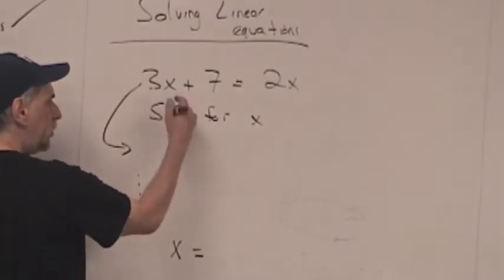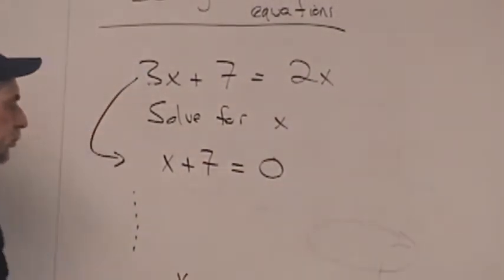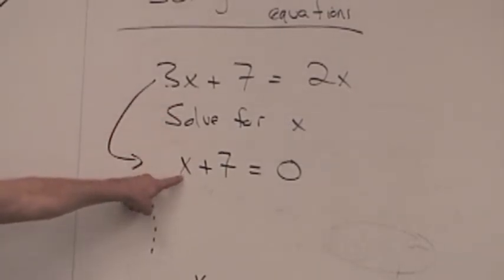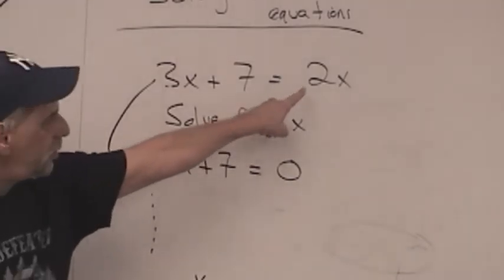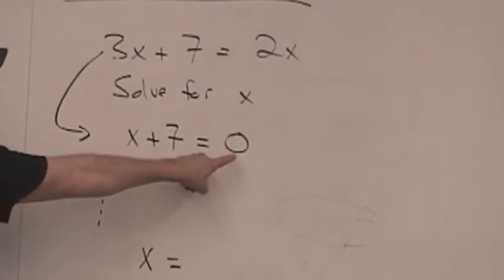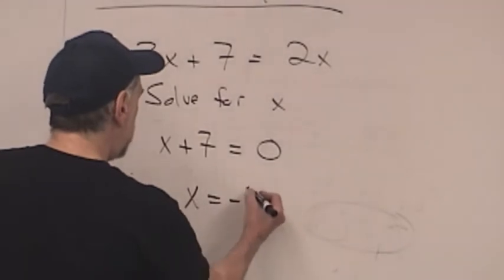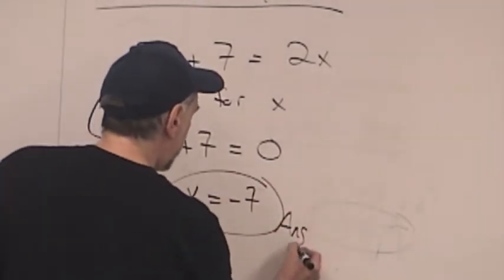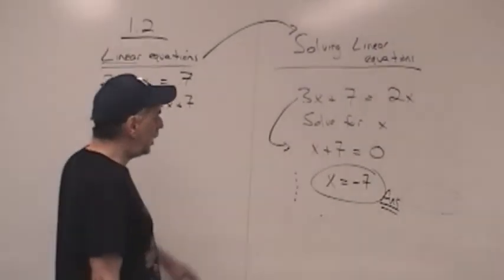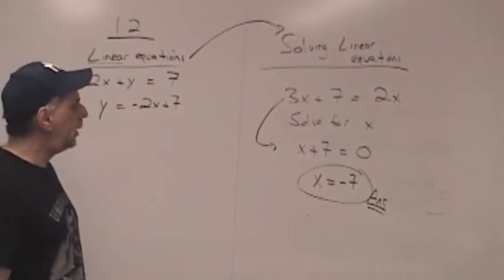So if I subtract 2x from both sides, I get 1x plus 7, and 2x minus 2x gives me 0 on the other side. So I subtracted 2x from the 3x, the 7 is untouched, and subtracted 2x from 2x. So now to get to here, all I've got is one more step: subtract 7 from both sides, and I end up with x equals negative 7. And I would like you to get into the habit of doing this, circling your answers, labeling them. It's just nice to organize your work. All right, so that's an example of solving a linear equation.